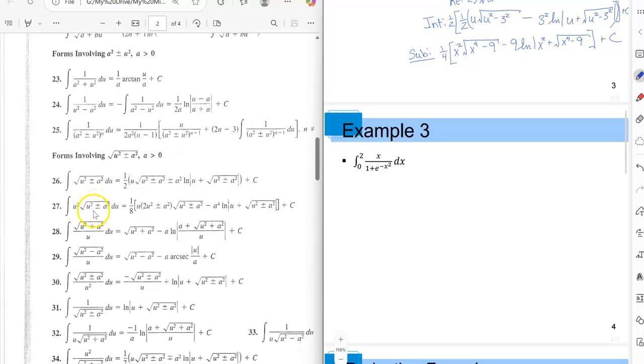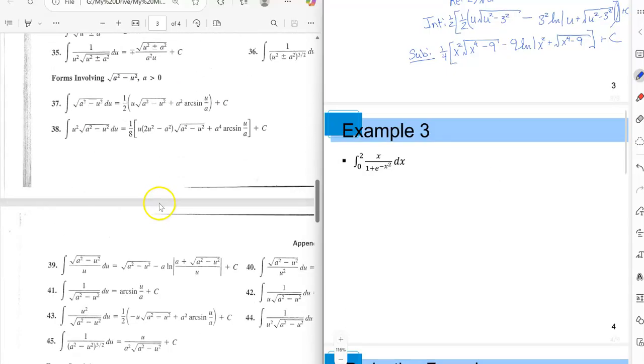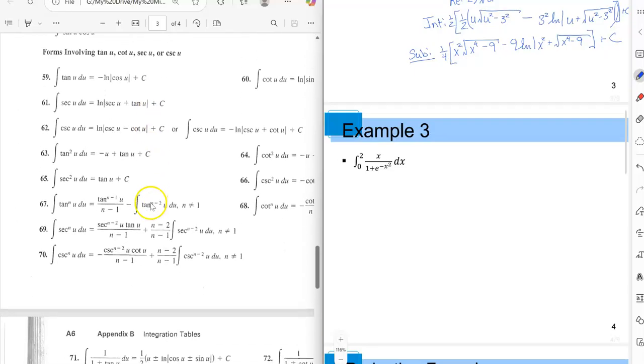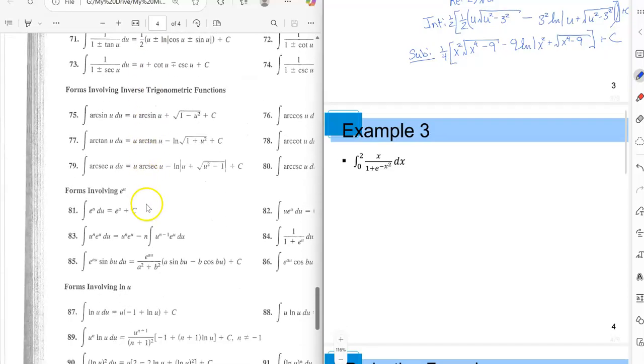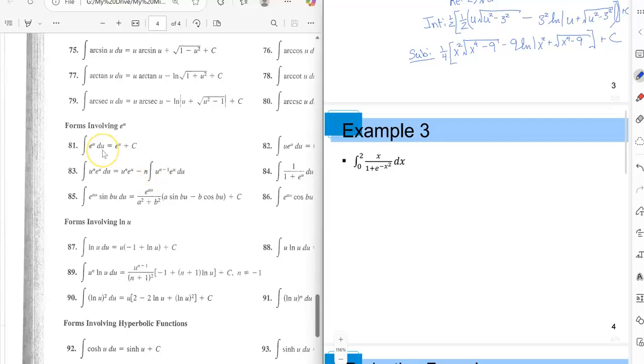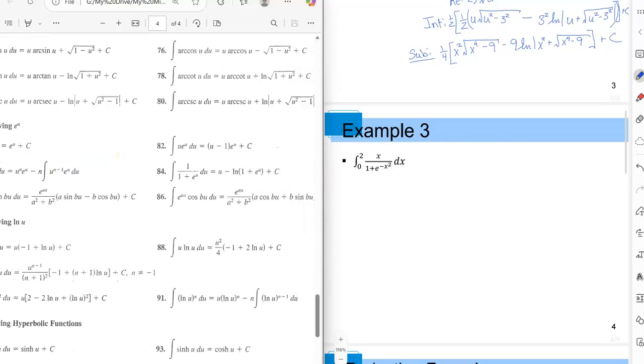Let's look at another one. Let's look at number 3. So we have x over 1 plus e to the negative x squared. So we're looking for something maybe that has an e in it. Let's scroll through our tables and see if we see anything. What if we were to compare to maybe number 84?